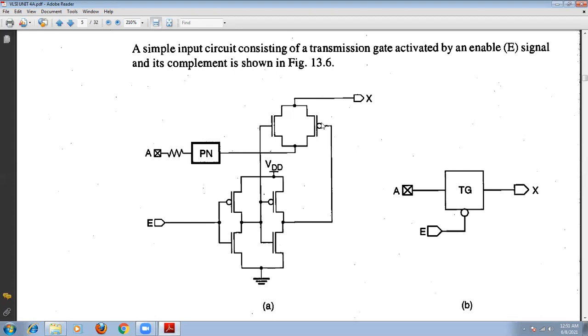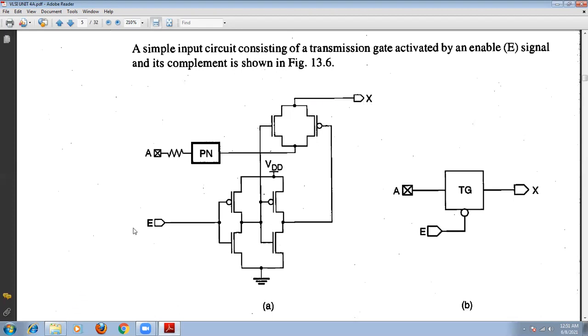So this 0 enables this P channel transistor in the transmission gate, so this is also in the on condition, because both the transistors will be on. So what happens? A low resistance path exists between these two points. Therefore, this A signal is transmitted to the X value. So the A signal will be transmitted to X when the enable is 0. Remember that point.